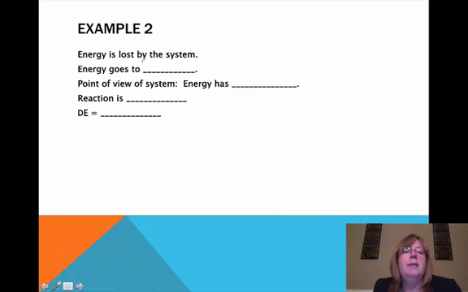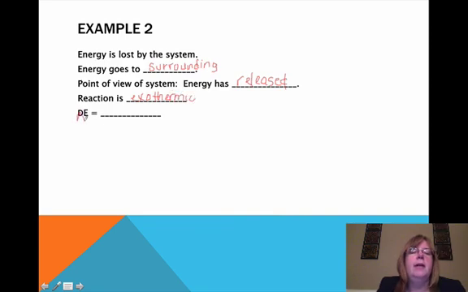Okay, so if energy is lost by the system, energy is going to the surroundings. So from the point of view of our system, energy has been released. And when your system releases energy, we call that exothermic. In other words, the energy has left or exited the system. And we can measure the energy in terms of temperature in the surroundings, and delta H would be negative. Exothermic reactions, delta E is negative.